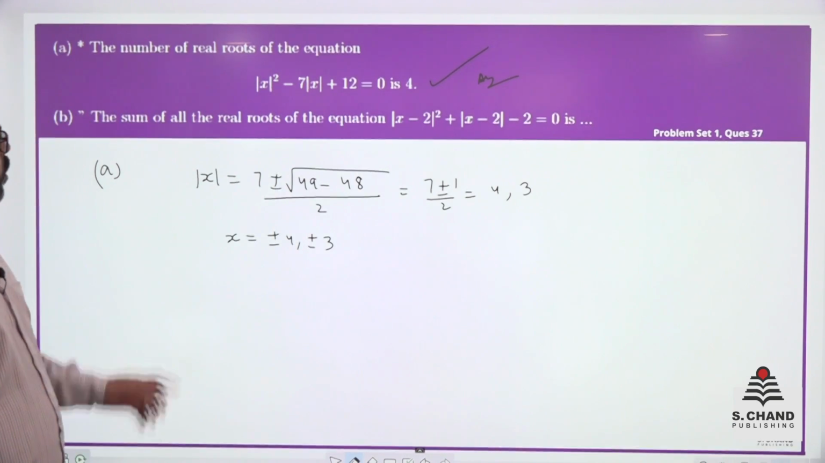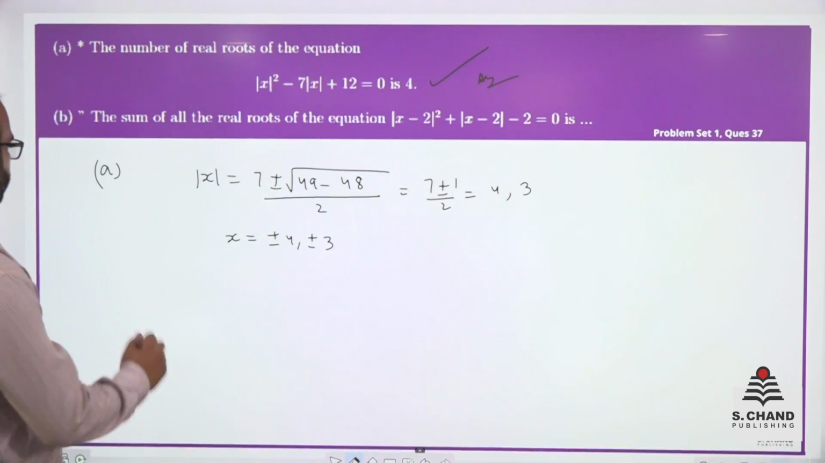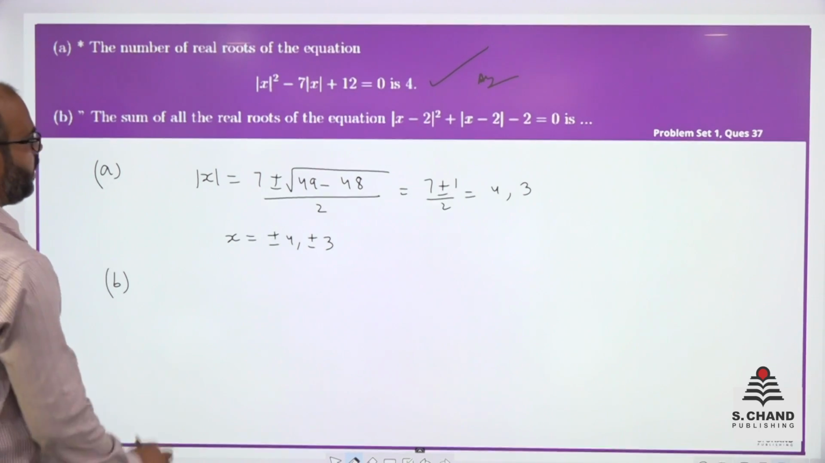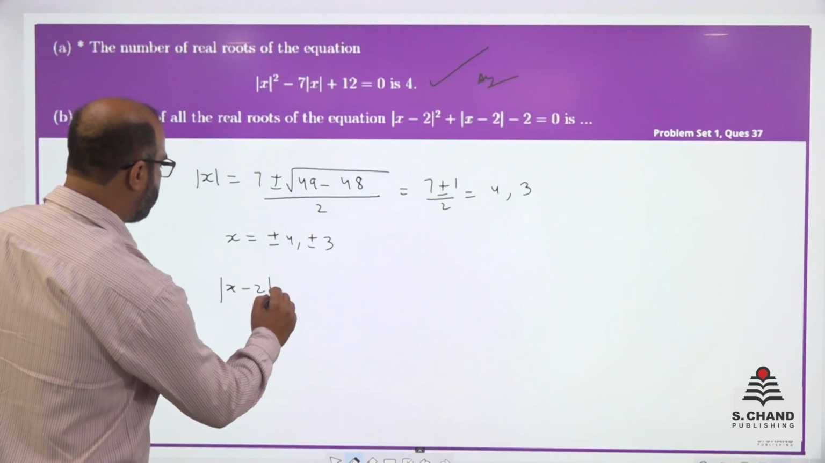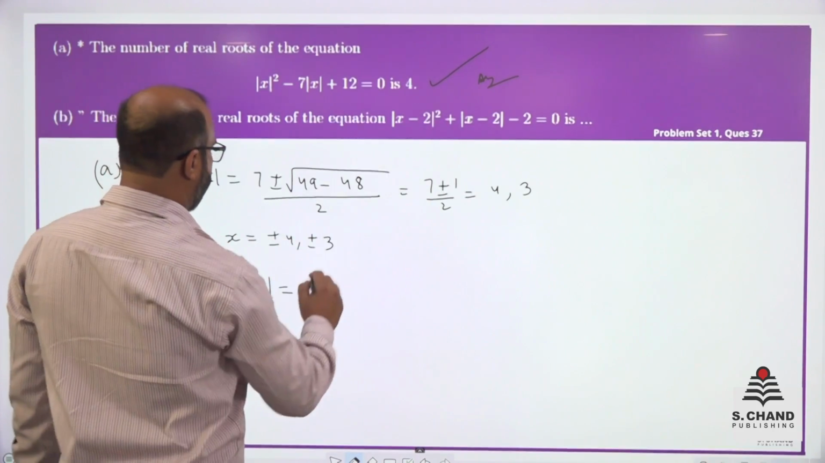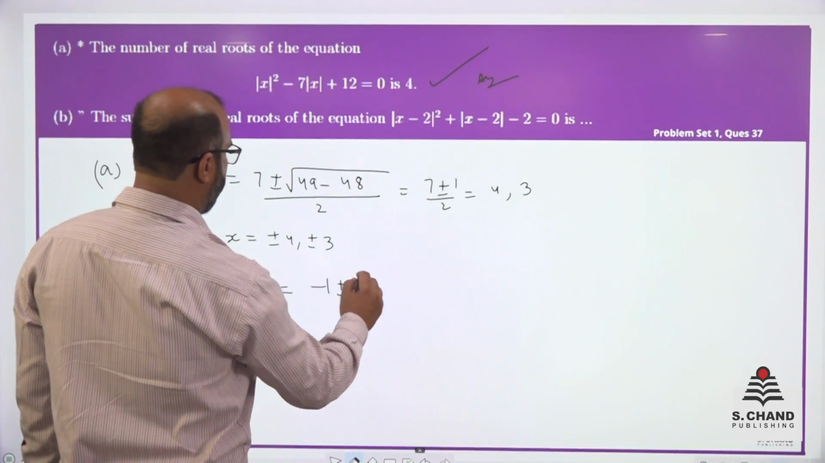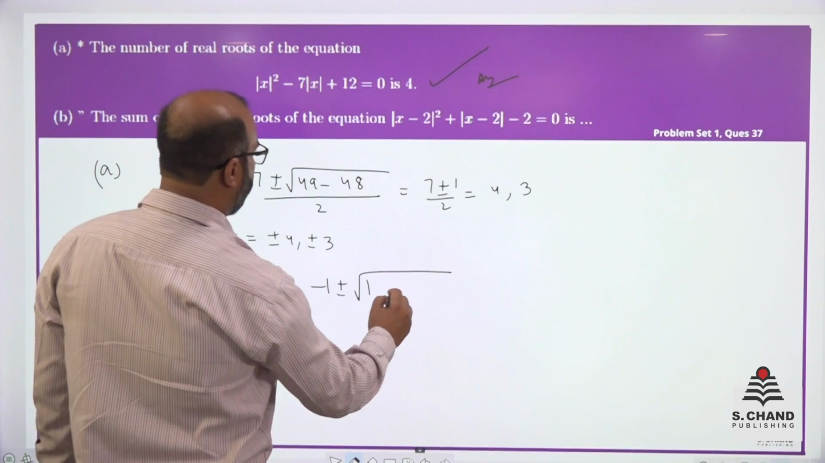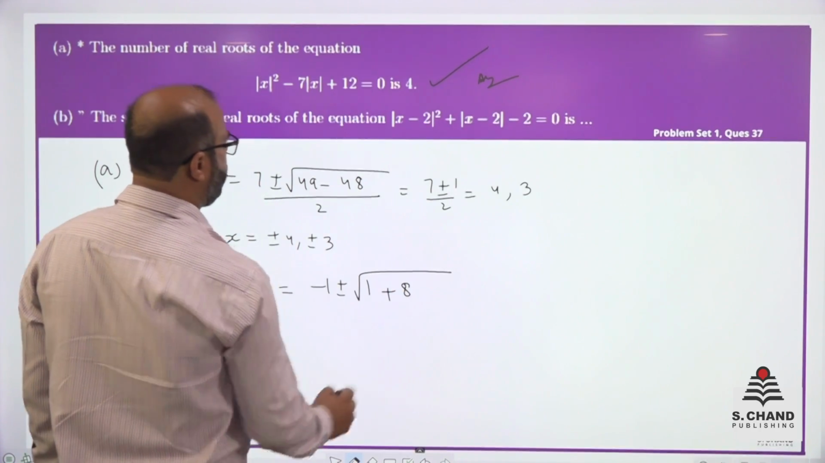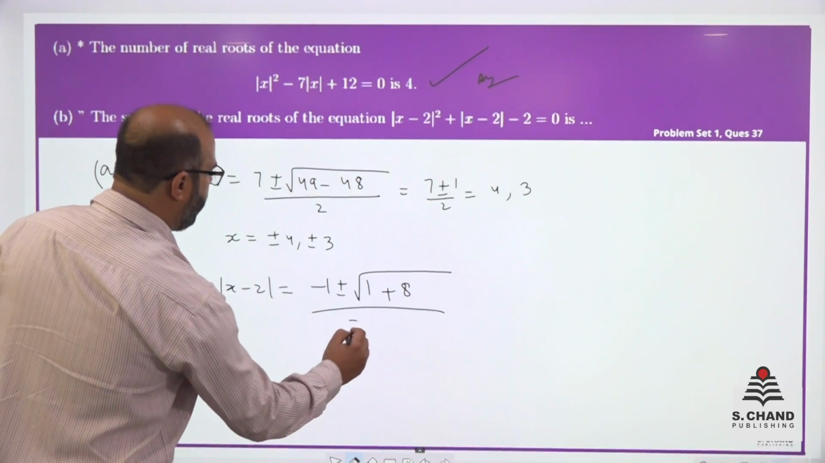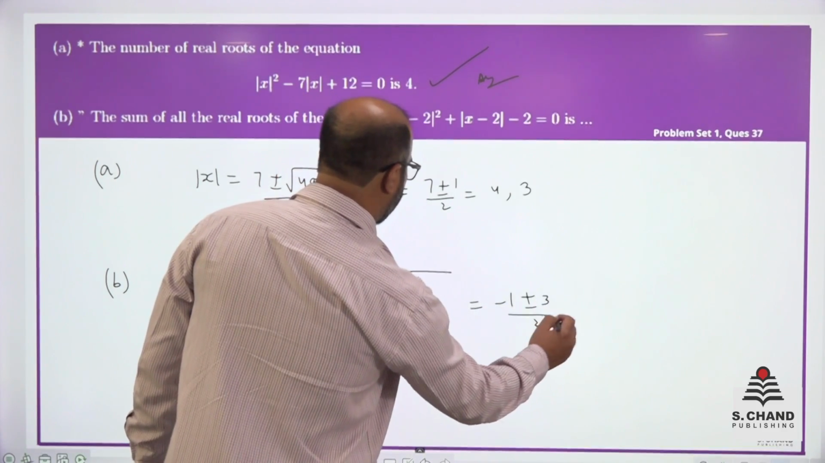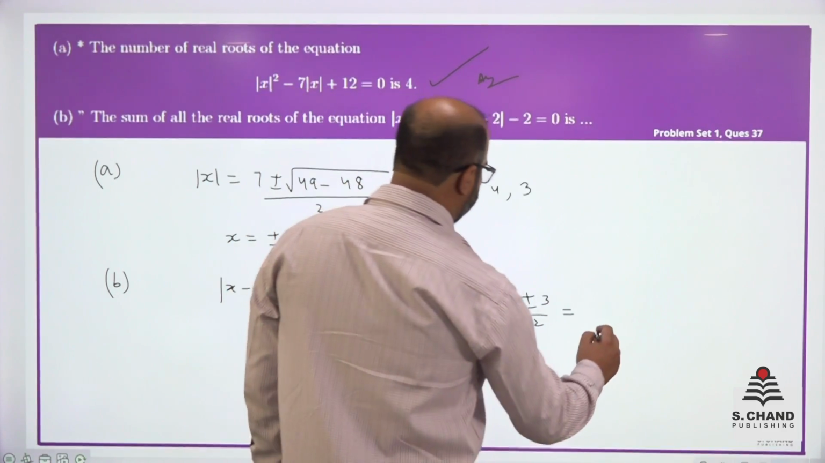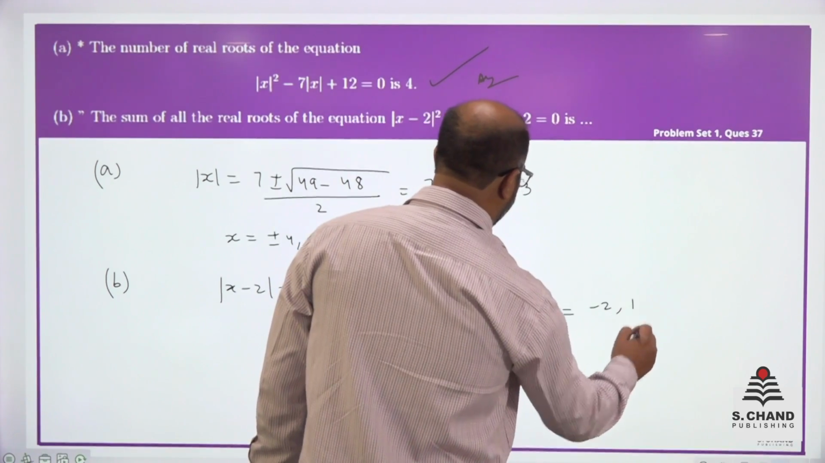Next, the sum of all the real roots of this equation. So here also it is quadratic in mod of x minus 2. So mod of x minus 2 quadratic equations we have studied. It is minus 1 plus minus root over b square minus 4ac. So this will become 8 by 2a. So this will be minus 1 plus minus 3 by 2. This will give you minus 2 and 1.